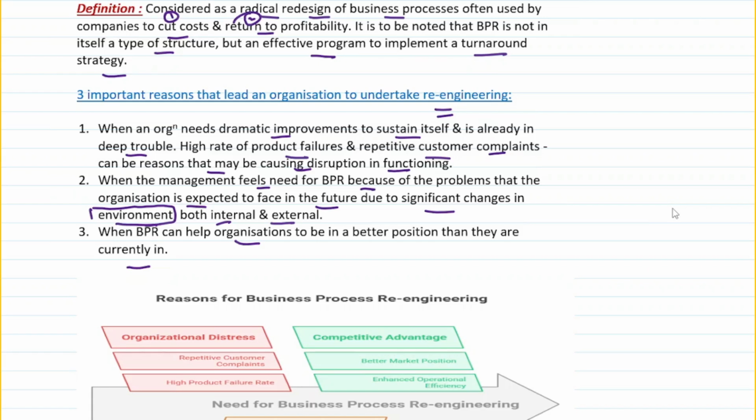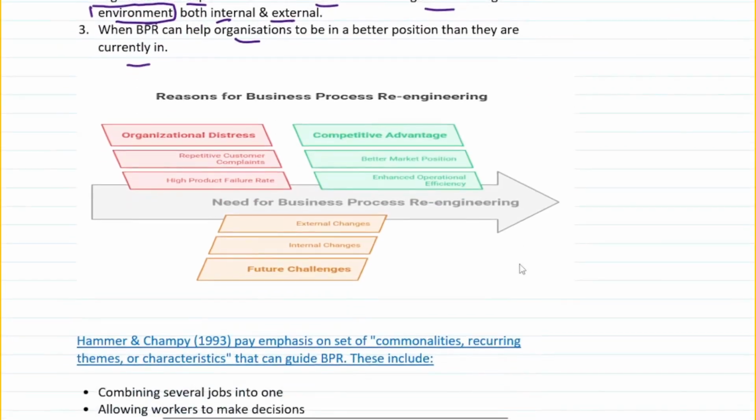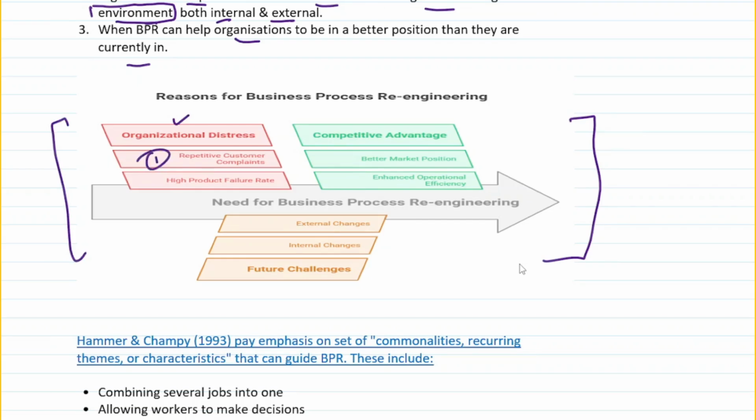And if you think you can be in a better position than where you are right now, in that case also you need a BPR. This is beautifully summarized in this diagram. Now please remember these 3 points, and if you just elaborate, that's more than sufficient. First of all, there's an organizational distress. Distress, we have already discussed 2 points. One is repetitive customer complaints, and secondly there is a high product failure rate.